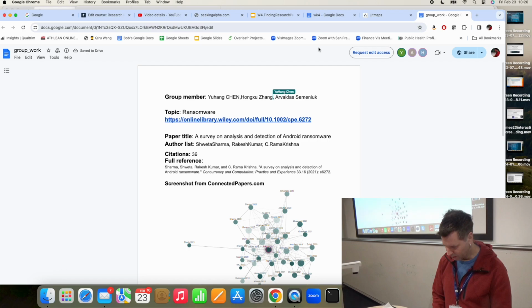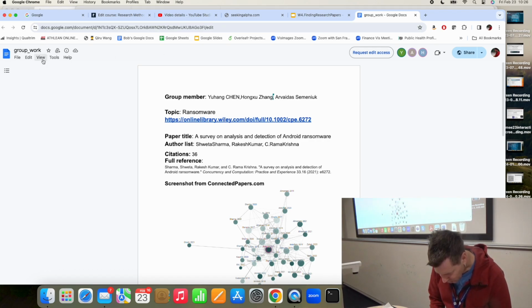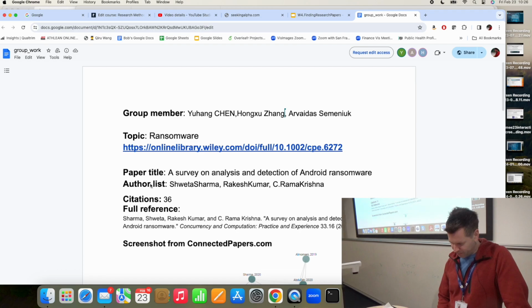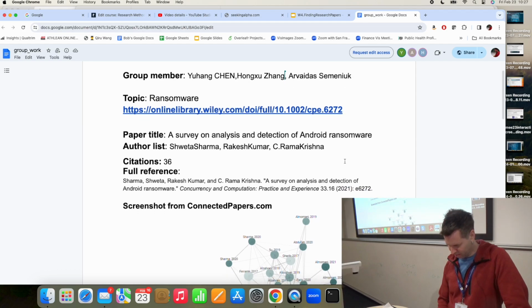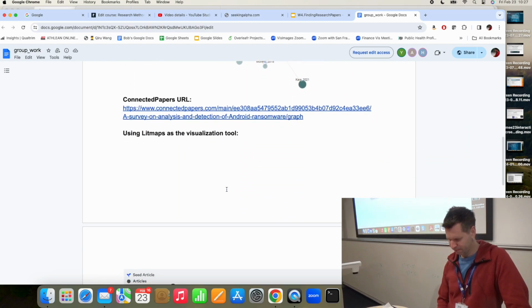So this one is topic ransomware. A survey on analysis and detection of Android ransomware. I've seen this topic before. Is that really interesting though? Seems really boring to me. Does it seem boring to anybody else? Citations 36, full reference, a survey on analysis of Android ransomware, concurrency and computation. Okay, yep. Connected papers, lit maps. Okay, yep.